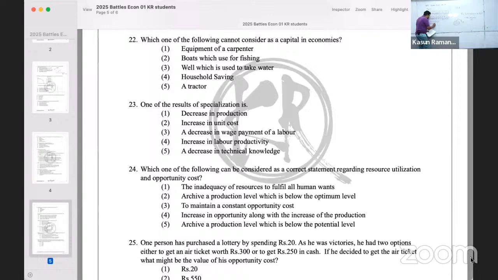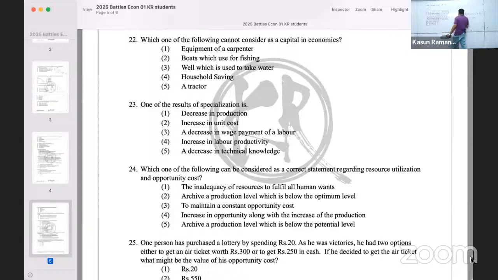Next one. Which of the following can be considered as the correct statement regarding utilization and opportunity cost? Regarding resource utilization and opportunity cost, inadequacy of the resources to fulfill the human wants is scarcity. Yeah, that is true. It's a correct statement. But achieving a production level which is below the optimum level, there is no opportunity cost. Maintain the constant opportunity cost? No. Opportunity cost increases with increase in production. Then achieve the production level which is below the potential level.